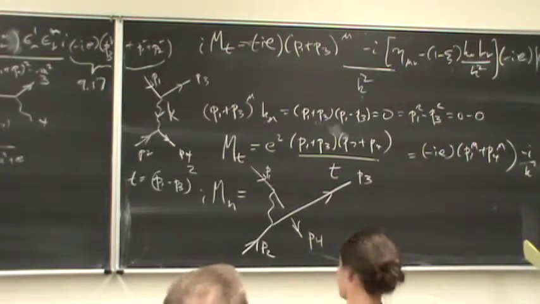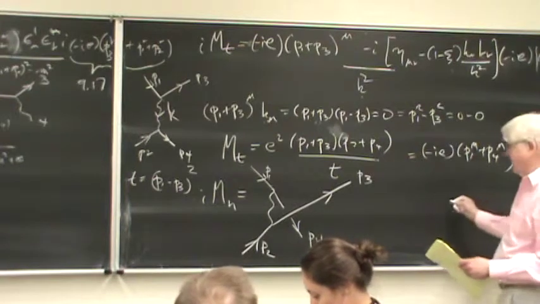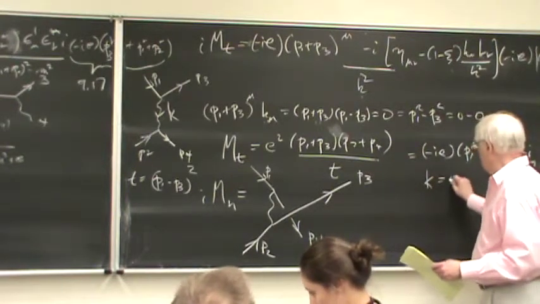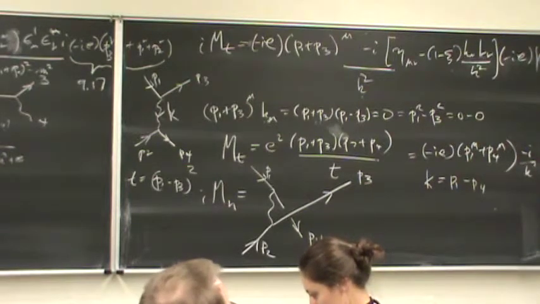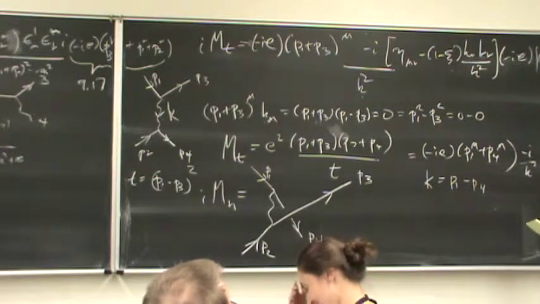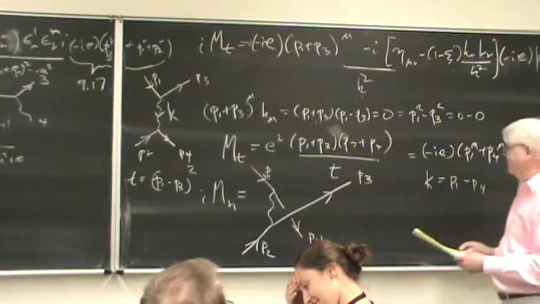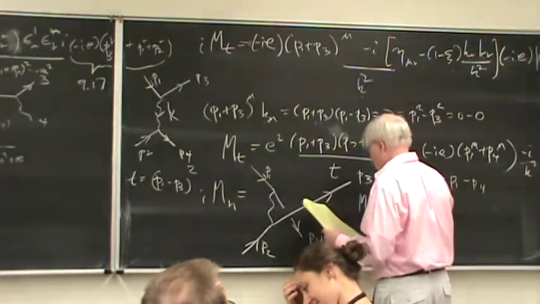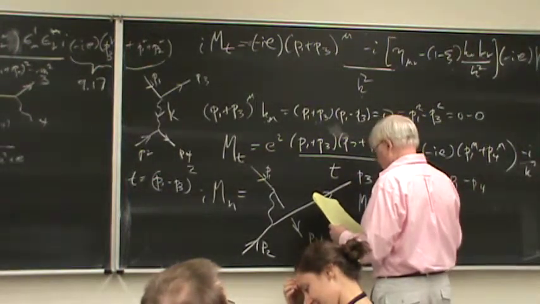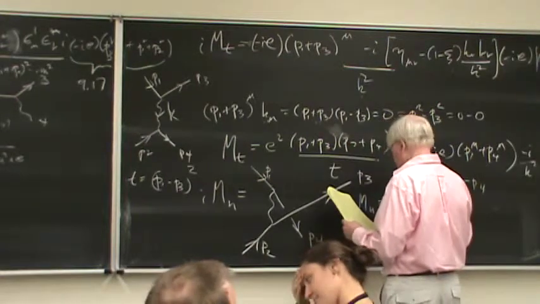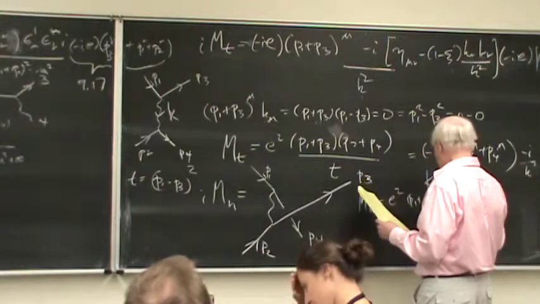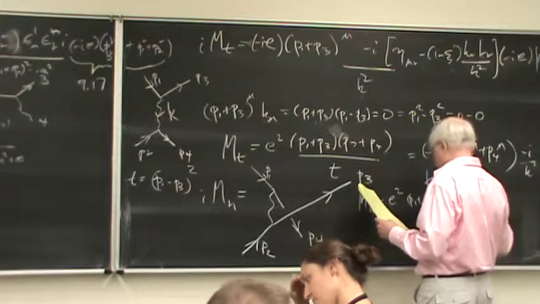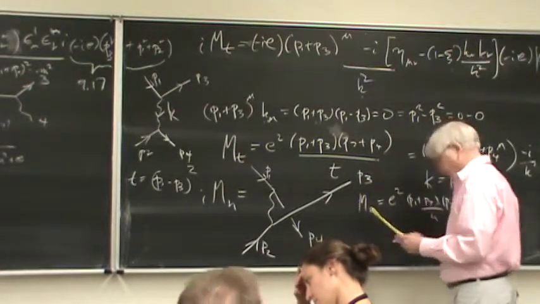Now, once again, what is k? k is equal to P1 minus P4. And now by high school algebra, the c term goes away. And what we have left is that M_u is equal to e squared (P1 plus P4) dotted Lorentz-wise into (P2 plus P3) over u.